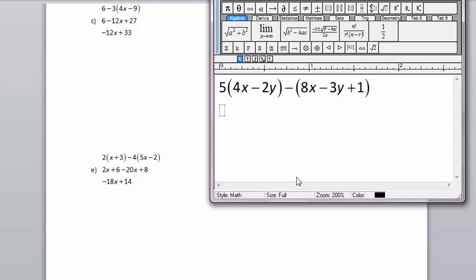Part F, 5 times 4x is 20x, minus 5 times 2y. 5 times negative 2y gives us negative 10y. Distributing negative through the next parenthesis gives us negative 8x. Two negatives make that plus 3y, and negative and positive make that negative 1. Let's go x's first. When I have two variables, we'll go in alphabetical order. So 20 minus 8 gives us 12x, negative 10y plus 3y is negative 7y, and the only constant is minus 1, so we'll leave that on the end.